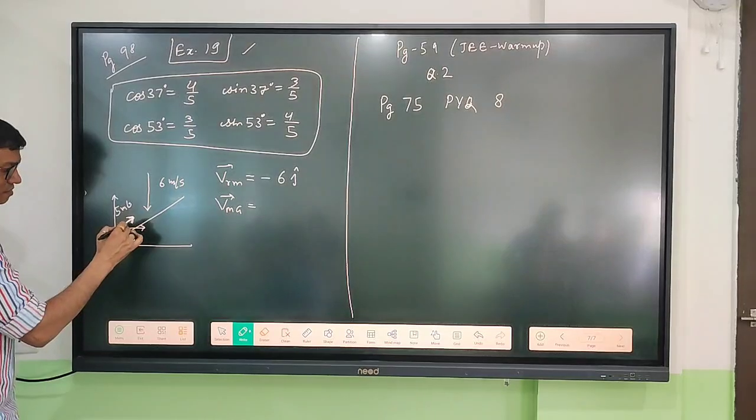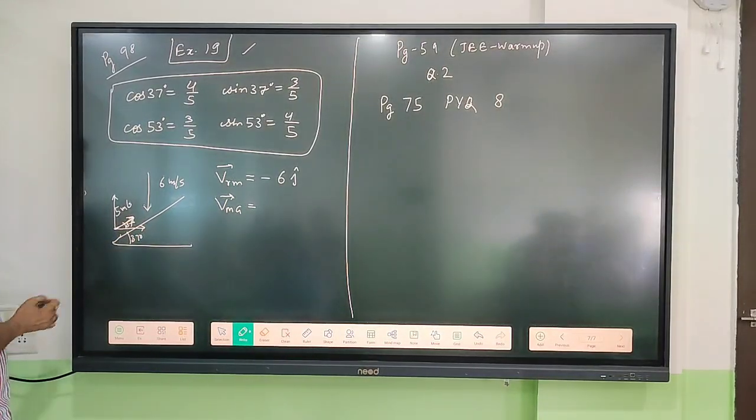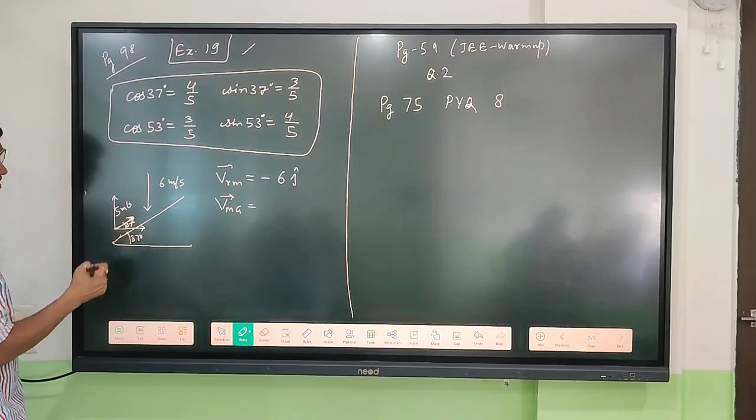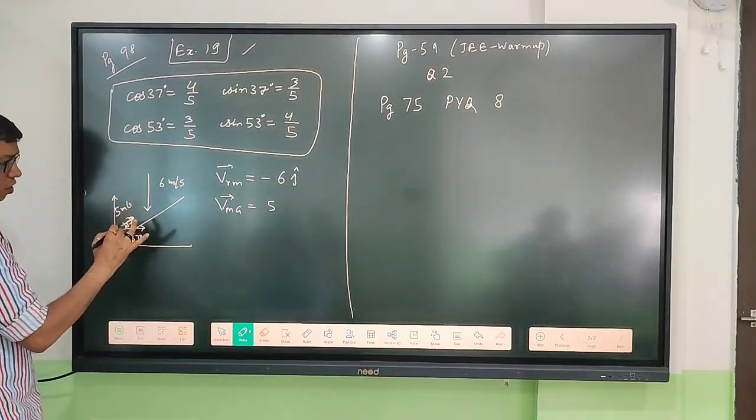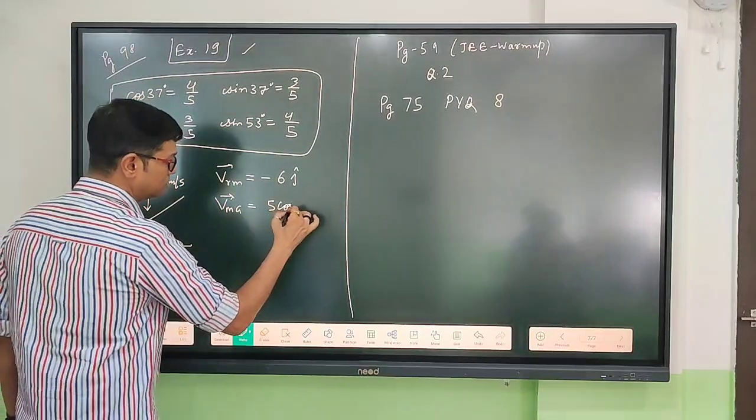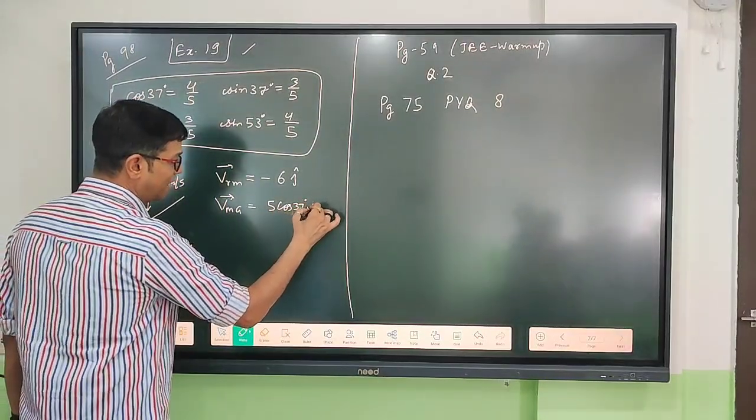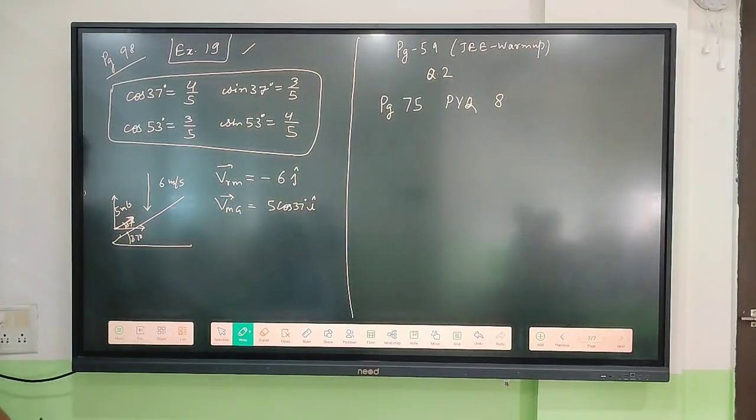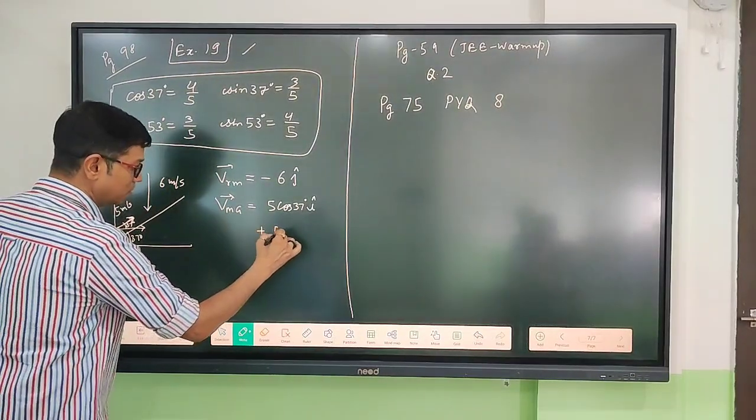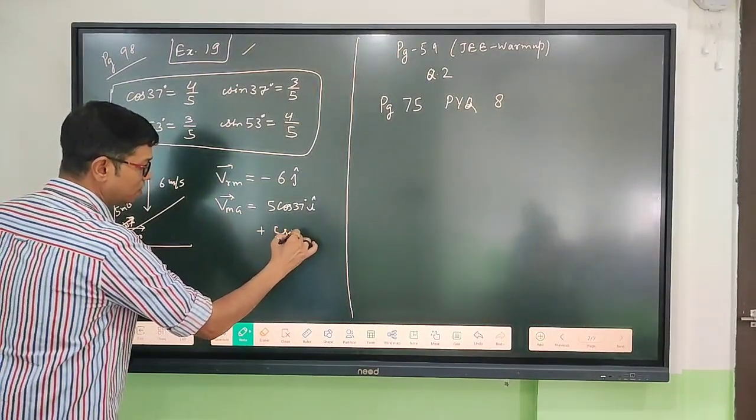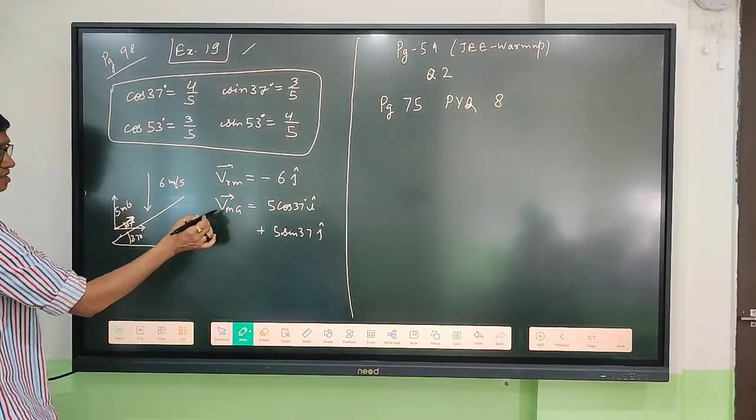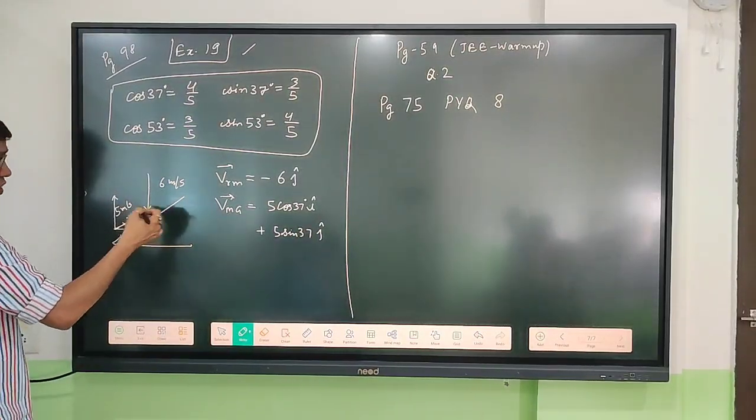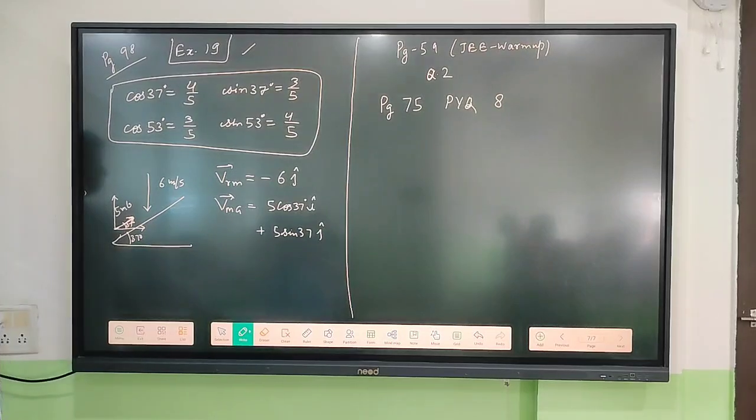This angle is 37. The angle with the horizontal is 37. So can we componentize here? That means this guy is going 5 cos 37 i cap plus 5 sin 37 j cap. This is the man's velocity with respect to ground.